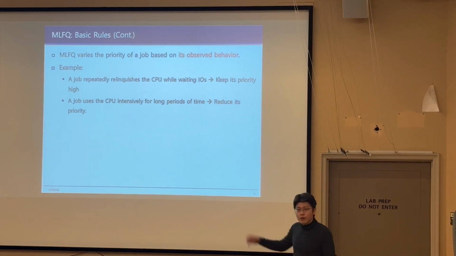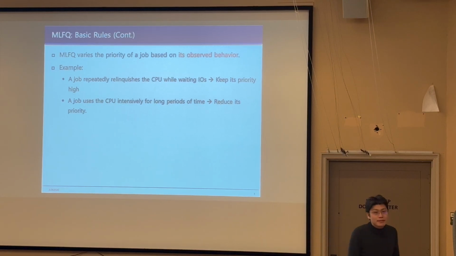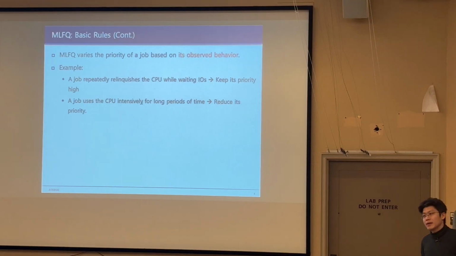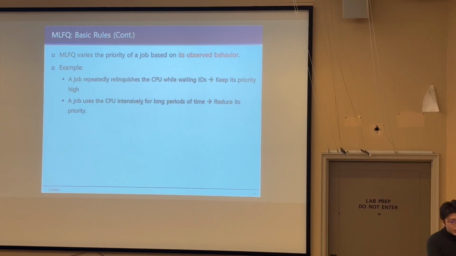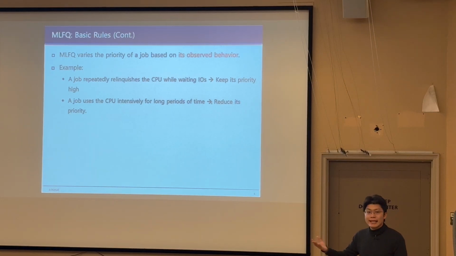Yeah, if you just look at the rule, you might not get why it's designed like this. I hope everyone knows why it's designed like this. If a job, on the other hand, uses CPU intensively for a longer period of time, it means that its CPU burst is very long, so reduce its priority. This aligns with shortest job first, the optimal algorithm. In shortest job first, the long jobs, which means the process has a long CPU burst, should have lower priority. They are scheduled later.